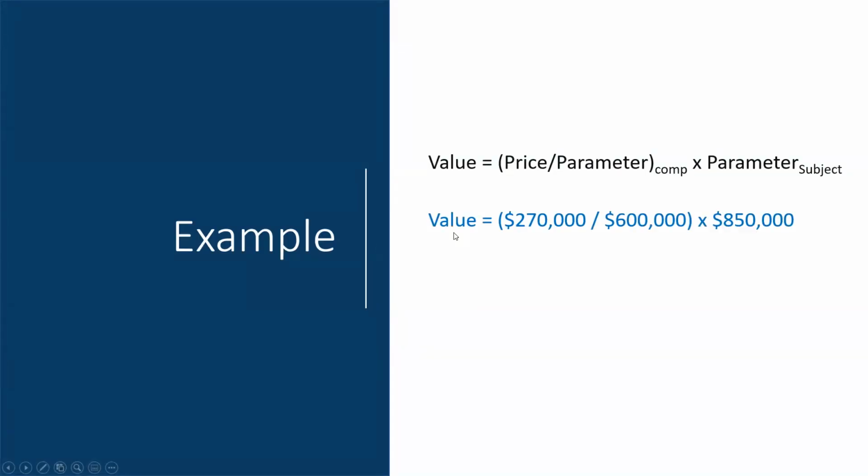And so let's apply the information that we have. We know that the price of our comparable bakery was sold at $270,000. The annual revenue was $600,000. And when you take that and multiply it by our company, $850,000 revenue, you come up with the value of the business, $382,500. And this is a value for this particular example based on one comparable company.